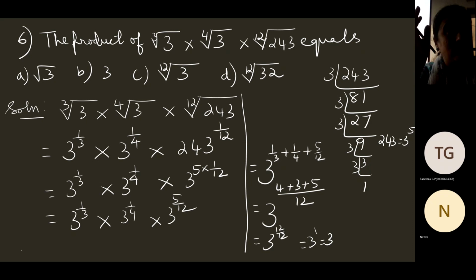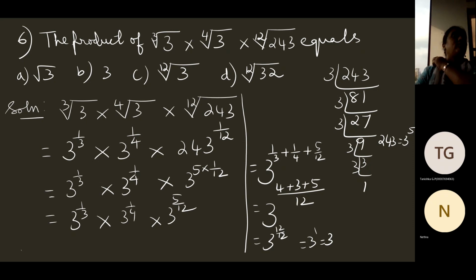Then take the LCM for the powers. We get 12 by 12, which is 1. So 3 power 1 is 3. So the value of the given expression, the product of the given expression, is 3. Option B.